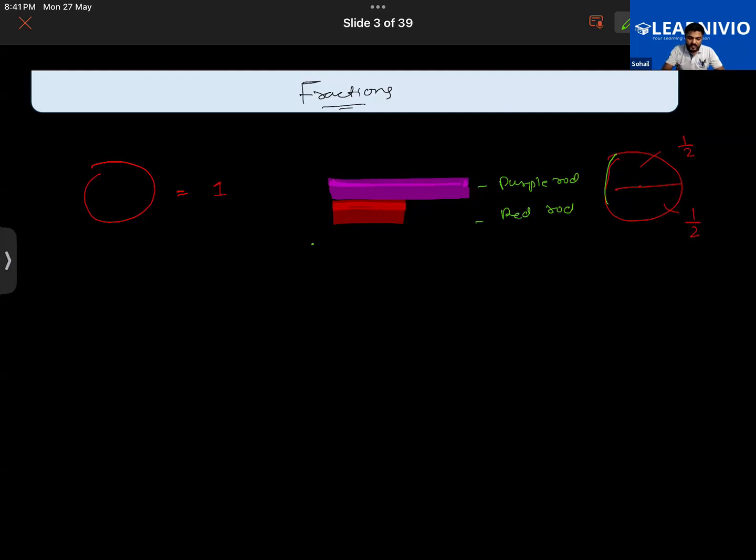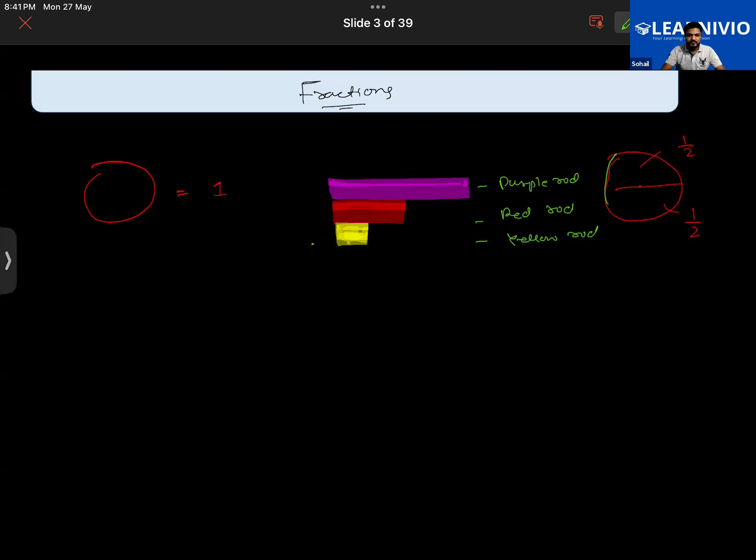Right. Now further, if I were to draw this yellow color rod over here, and now I'm asking you to find the half of this red rod. What would you say? Find the half of this red rod. That would be simply the yellow rod. Getting it or not?